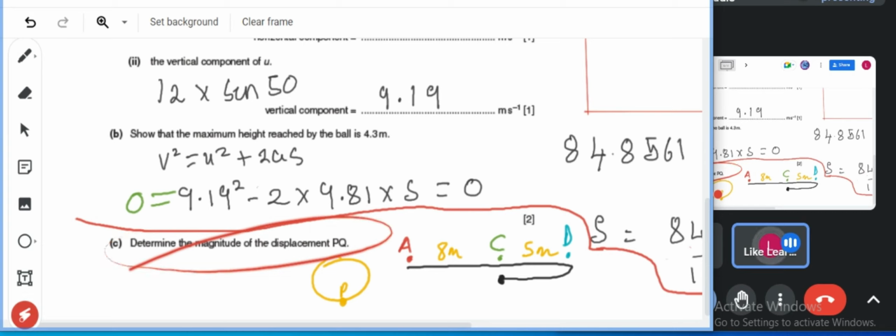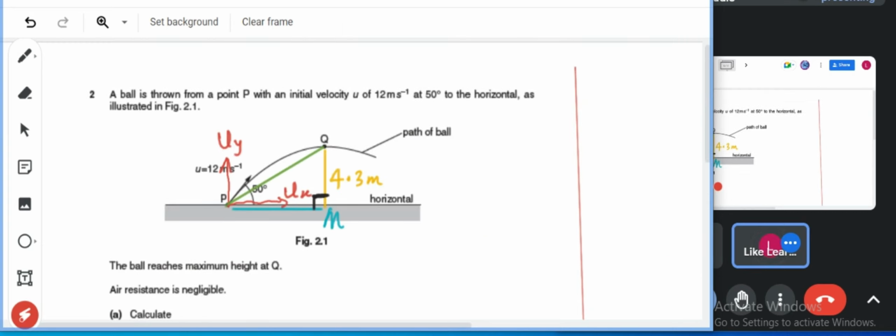To determine the magnitude of the displacement, P to Q. By the way, if they didn't just say magnitude, are you listening to me? Yeah. You will also include its direction, which of course will just be the angle here. You can use trigonometry ratio to find it. This angle here is not 50 degrees, so it's not the 50 degrees that the object started with. We can find it using trigonometry ratio, so you don't lose marks unnecessarily.